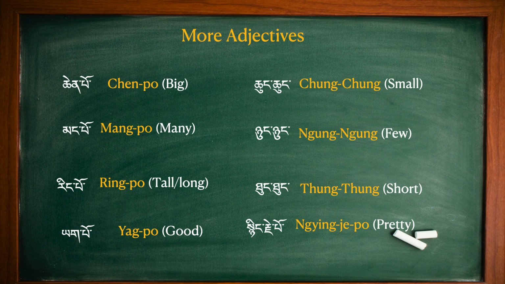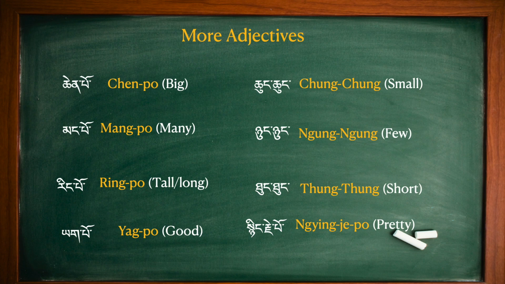Boy in Tibetan is pu. If you were to say small boy, that is pu chung chung. Many in Tibetan is mangpo. Many trees would be shingdong mangpo. Few or little in Tibetan is nyung nyung.